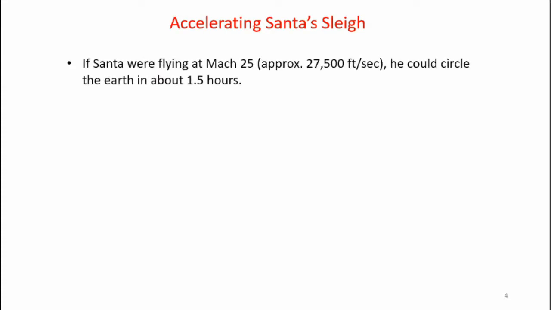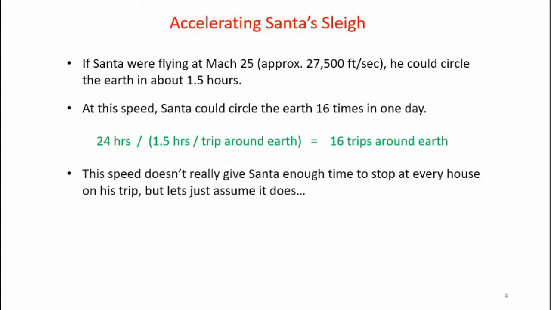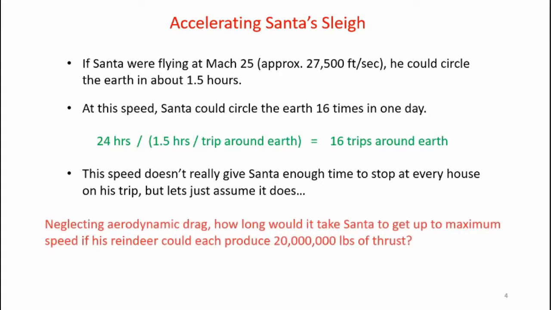Now let's take a look at what kind of acceleration Santa needs to make his rounds around the Earth on Christmas Day. If we assume Santa were flying at Mach 25, or the velocity at low Earth orbit, which is approximately 27,500 feet per second, he could circle the Earth in about 1.5 hours. At this speed, Santa could circle the Earth 16 times in one day. This speed doesn't really give Santa enough time to stop at every house on his trip, but let's just assume it does. So, neglecting aerodynamic drag, how long would it take Santa to get up to maximum speed if his reindeer could each produce 20 million pounds of thrust?